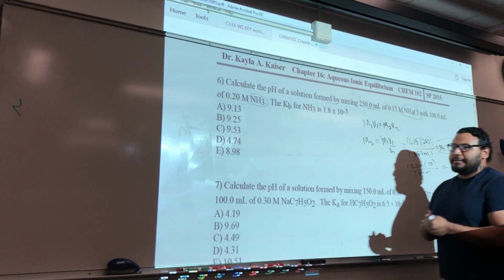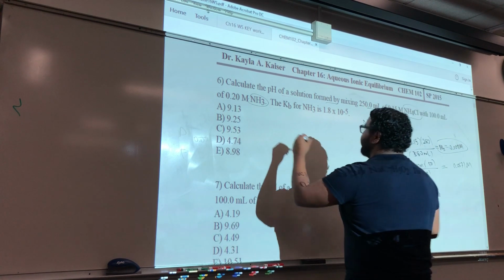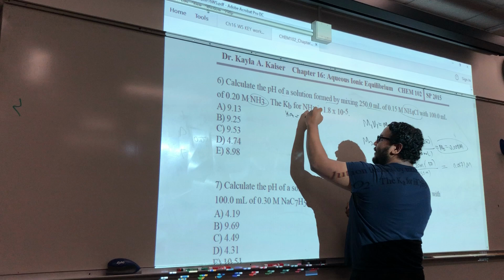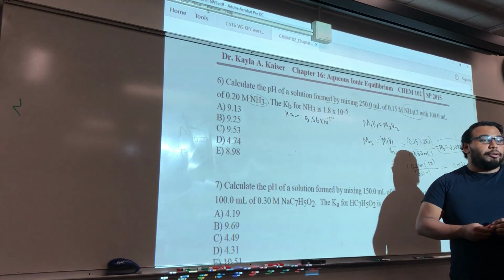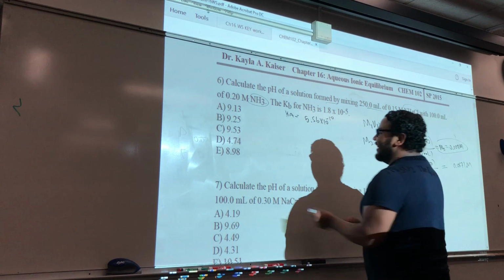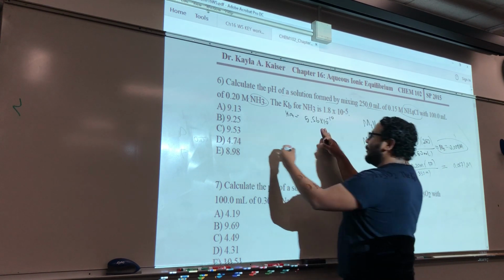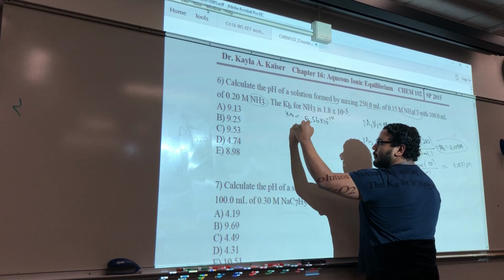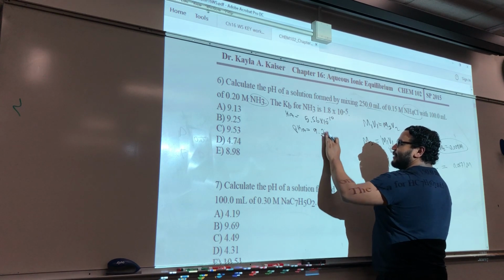So now we can plug that into the Henderson-Hasselbalch. The Kb is 1.8 times 10 to the negative 5, so we need to get that Ka. Is that 5.56 times 10 to the negative 10? You can also find the pKa if you just flip everything, but that's way more work, and I don't recommend it. So we have our pKa. That gives you 9.26.